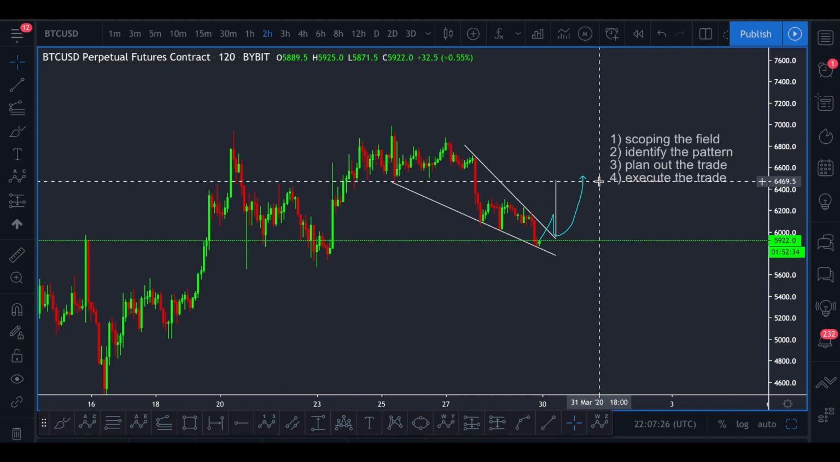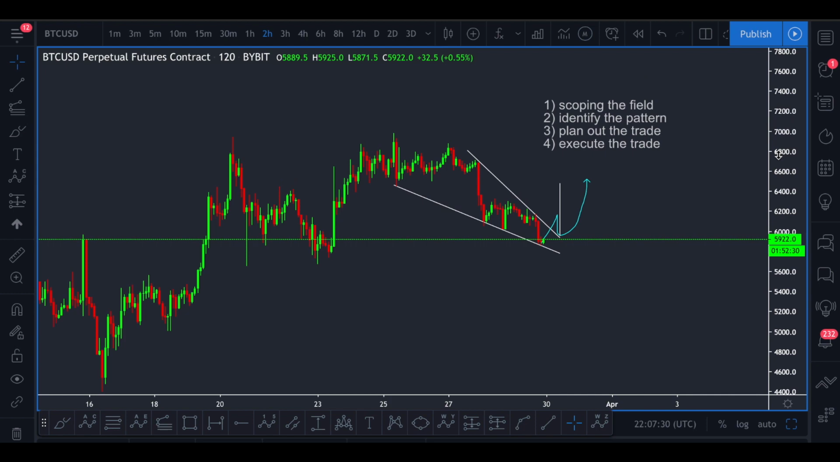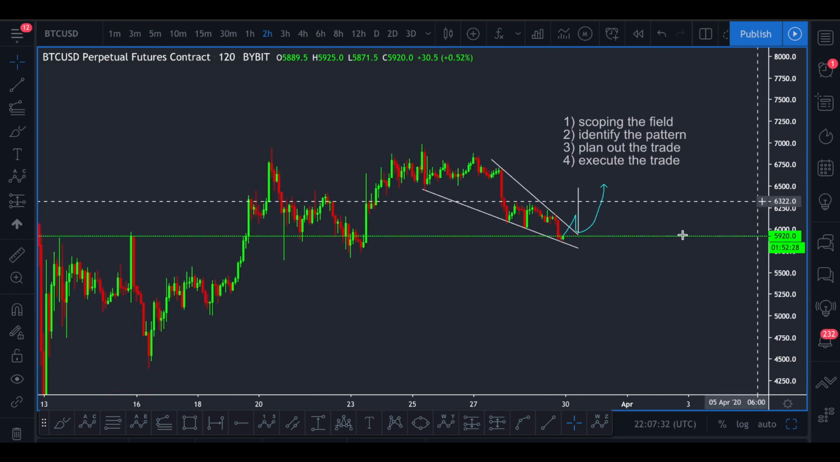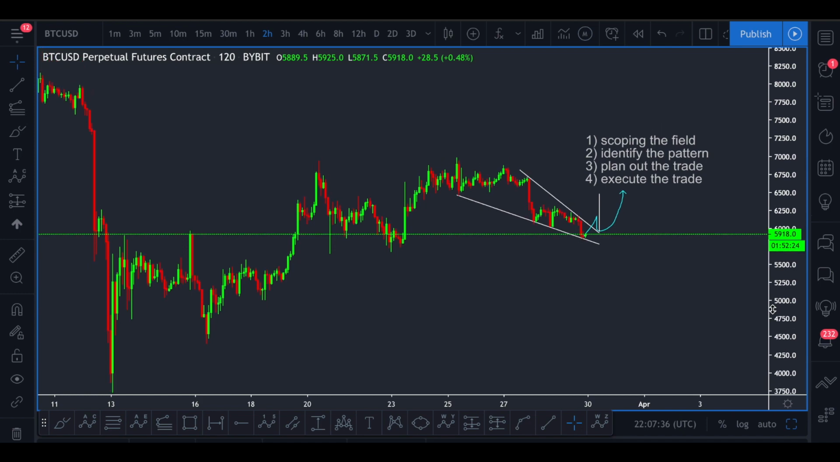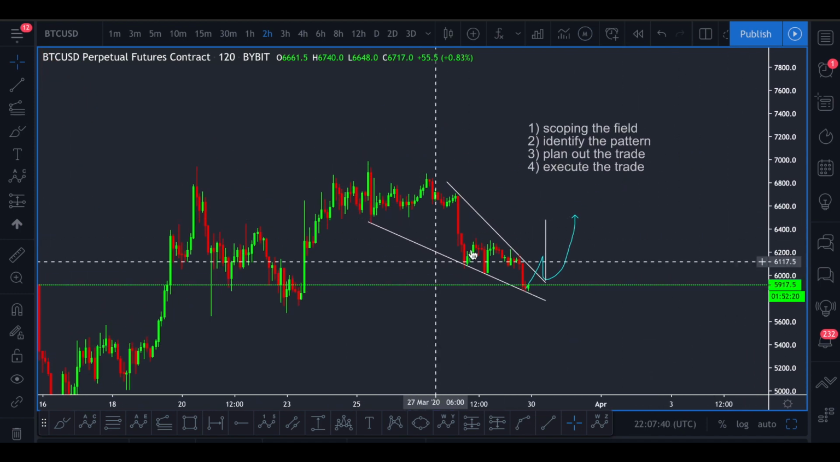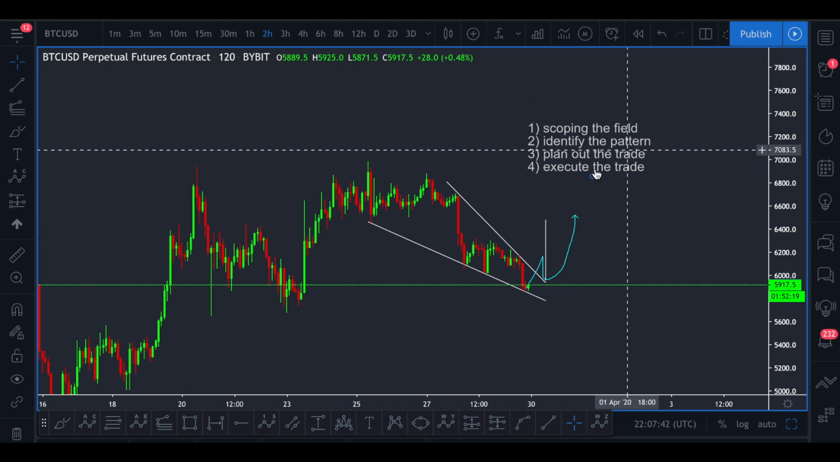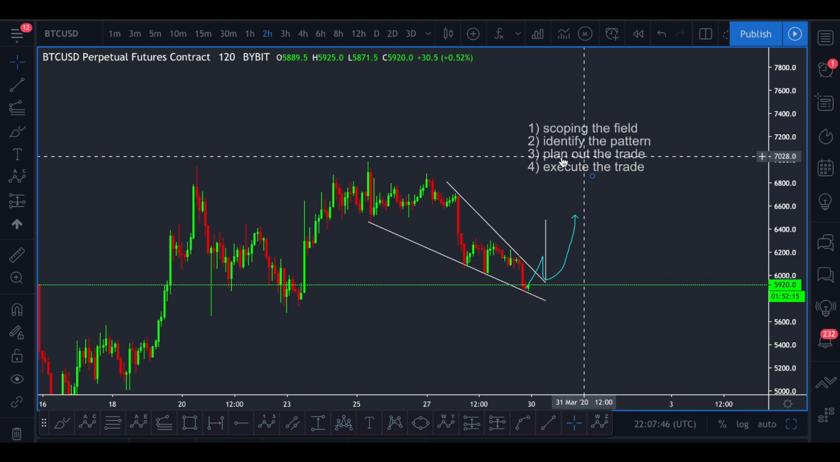So to recap what I showed you guys earlier today, there's 4 steps to these trades that I do. And first is the scoping out. So we scoped out. I was just looking around, trying to see what I can find, and actually found this pattern right here, this falling wedge pattern. The next thing is to identify the pattern, and we did find out that it is a falling wedge pattern. Now we're planning out the trade.